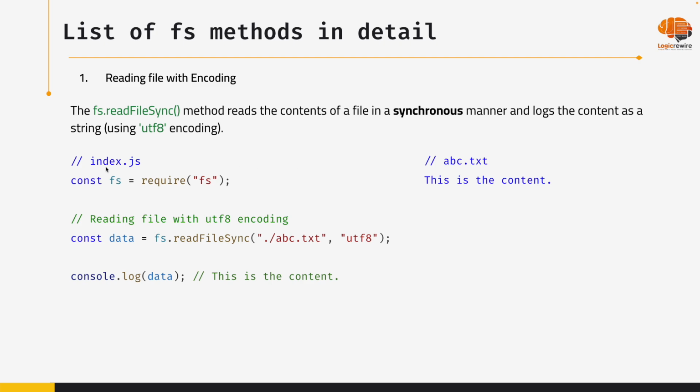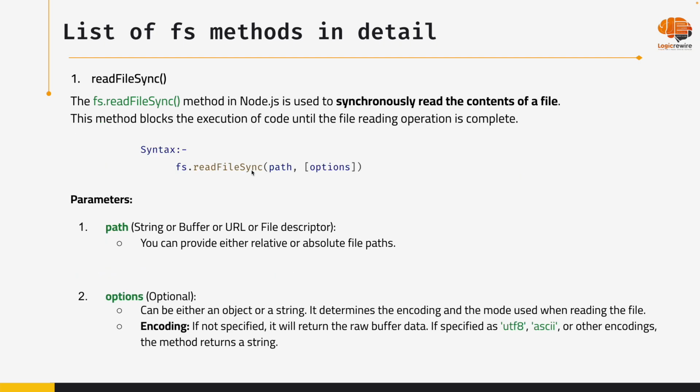Next, in the index.js file, first I will reference the fs module, right? Because with the help of this only we are going to read the file. So first we are going to require the fs module. Now using the fs module, we are writing fs.readFileSync and we are checking. The first parameter was path.